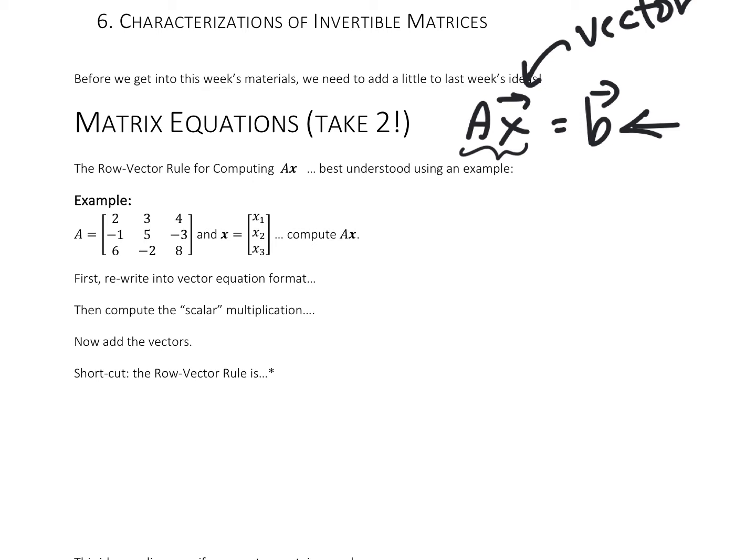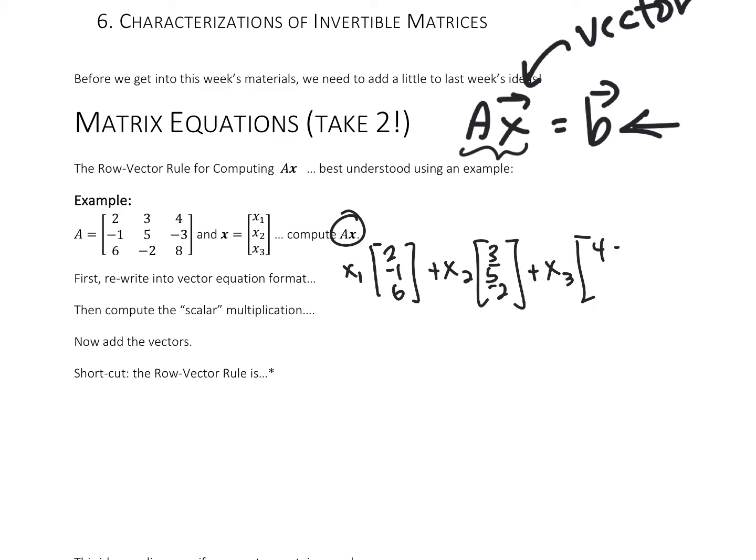So the first thing we're going to do is rewrite this product into vector equation format, which means I'm going to take x1 and treat each of the columns of A as a separate vector. So I have 2, -1, 6. x2 is 3, 5, -2. And x3 times 4, -3, 8. Right, so these are equivalent forms of that expression, and we talked about this last week.